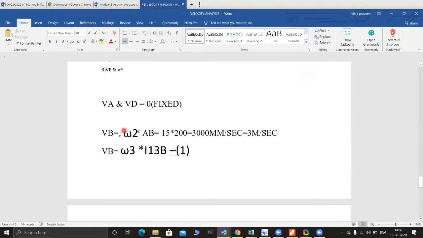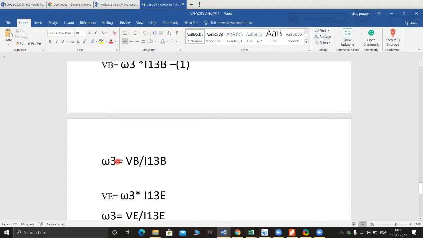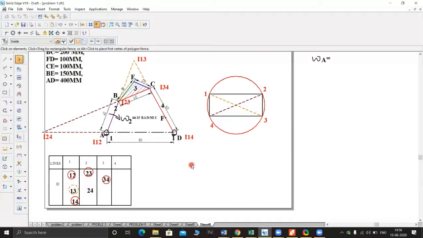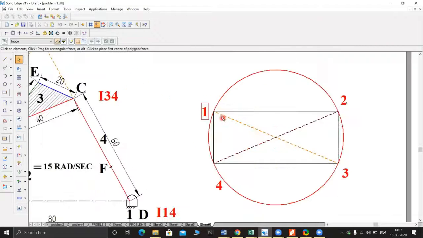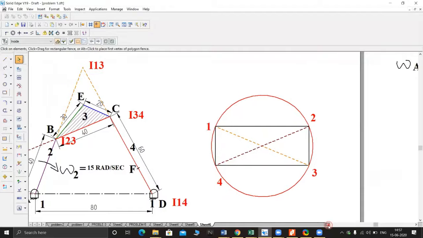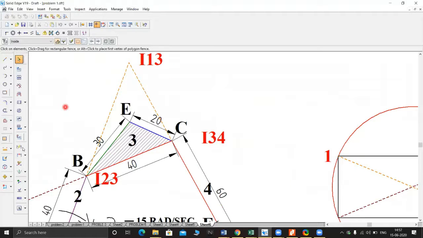If you know VB, what can we find out? Omega 3, correct? For that, omega 3 is equal to VB divided by I13B. VB I already know, but what is I13B? For that, I need to measure this distance here. Can you see the screen, right? Okay. Now see.